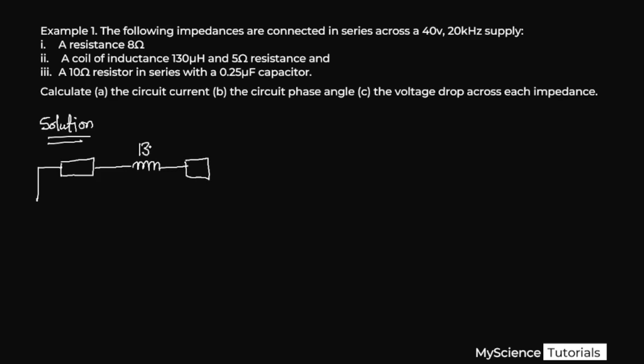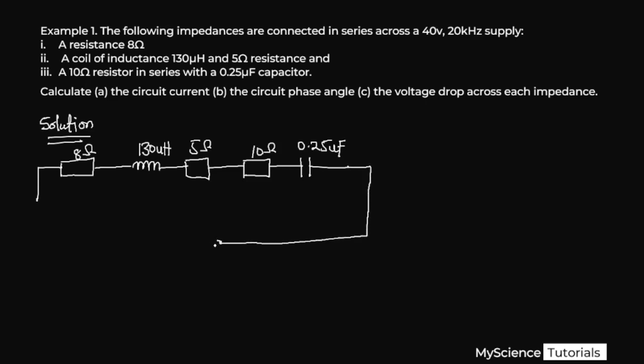Okay, so this is 130 microhenry. This is a 5 ohm resistor. The first one is an 8 ohm resistor. Then it is again connected to a 10 ohm resistor. So I have a 10 ohm resistor connected to a capacitor of 0.25 microfarad. And then all of these are now connected to a 40 volts, 20k hertz frequency supply. Okay, so this is the direction of our current.